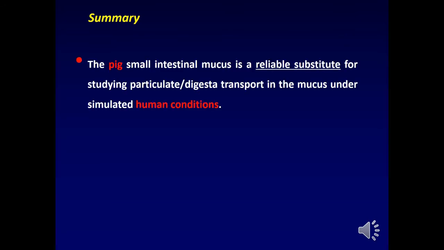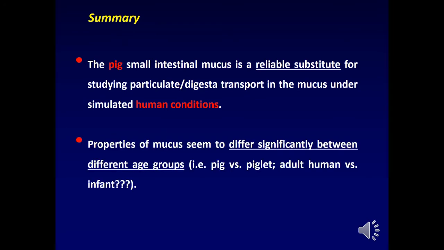And finally, a couple of conclusions for this part of the presentation. The small intestinal mucus collected from adult pigs seems to be a good substitute for a difficult to obtain human mucus in human-relevant studies on colloidal transport in the gut. And also, properties of mucus seem to differ quite significantly between different age groups. We saw the difference between adult pigs and piglets here, but it also suggests a similar difference can be observed between adult humans and infants.